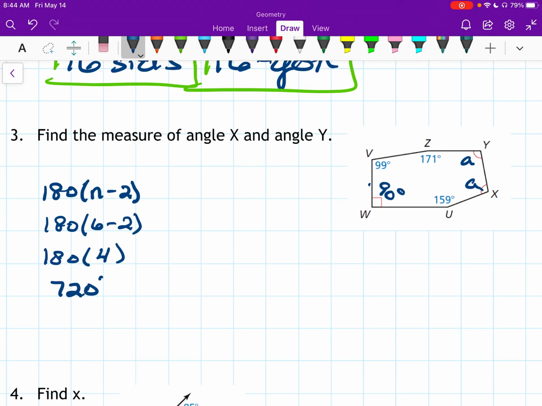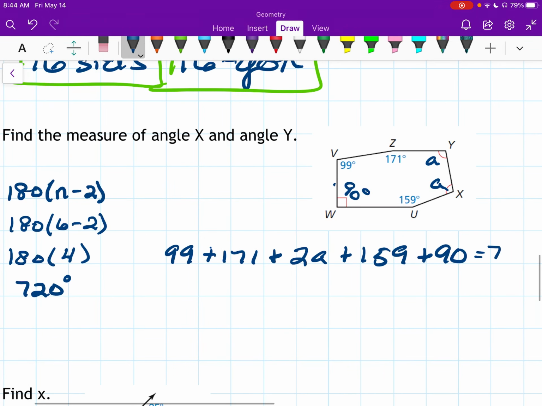Now that I have the 720, and this should be degrees, I can add these all up and set them equal to 720. So I can say, well, 99 plus 171 plus, there's two a's, so I'm just going to say 2a plus 159 plus 90 equals 720. Now I'm going to subtract each of the ones on the left, so I'll say 720 minus 99 minus 171 minus 159 minus 90. That gives me 201.